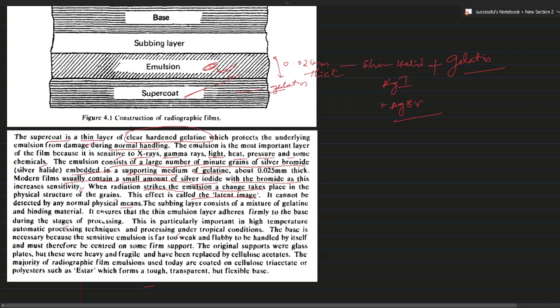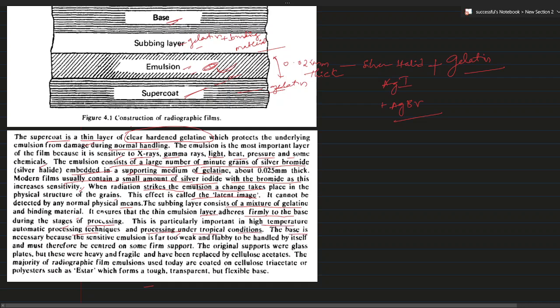The subbing layer consists of a mixture of gelatin and binding material. So it contains gelatin plus binding material. It ensures that a thin emulsion layer adheres firmly to the base during the stages of processing. This is to ensure that the emulsion adheres to the base during the processing. This is particularly important in high temperature automatic processing techniques and processing under tropical conditions.